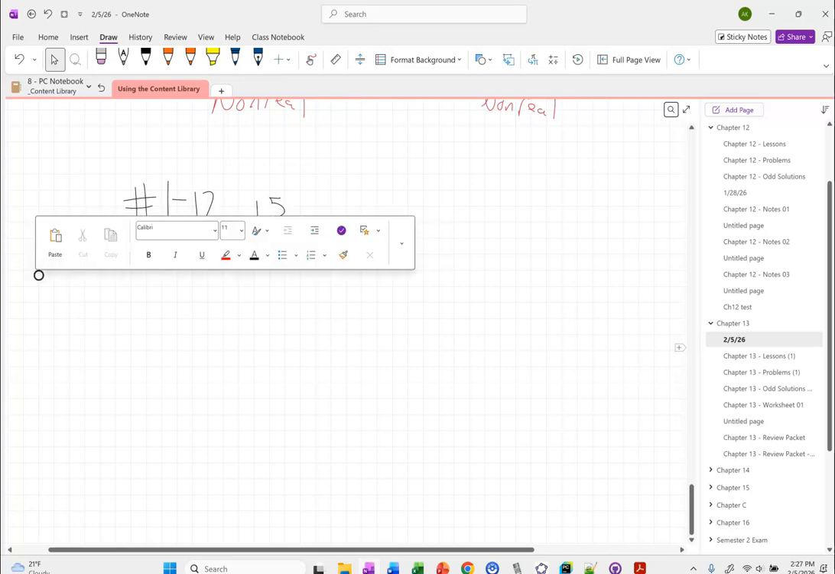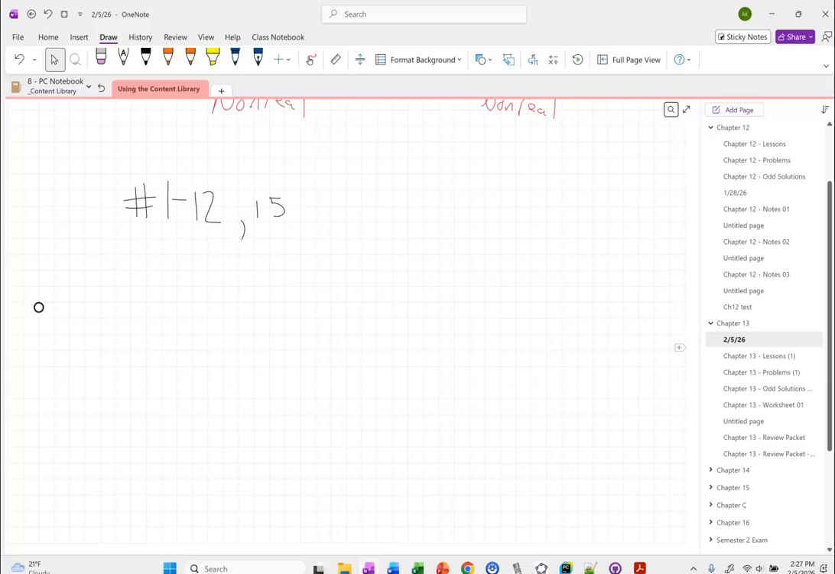I lied about being done with the examples. We'll do one more example. That'll allow me to assign 15 also.